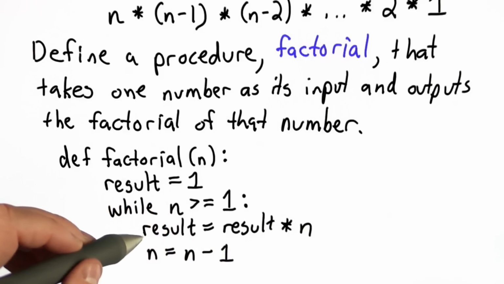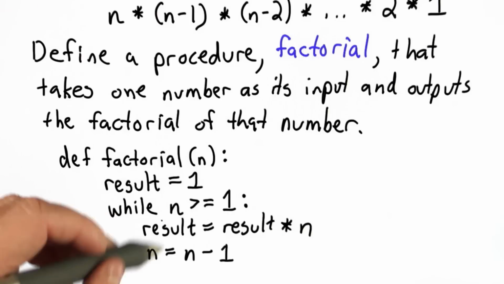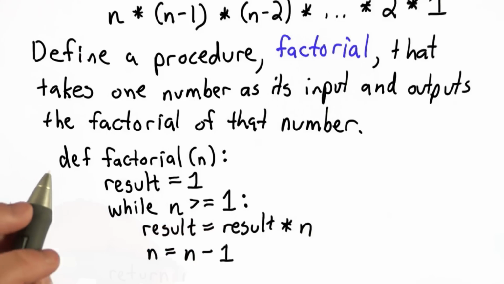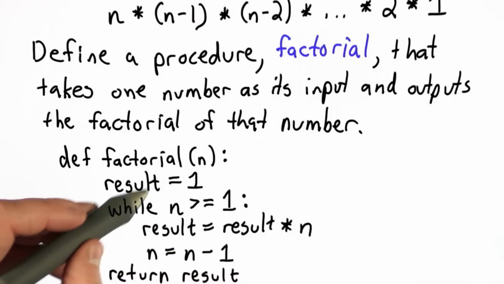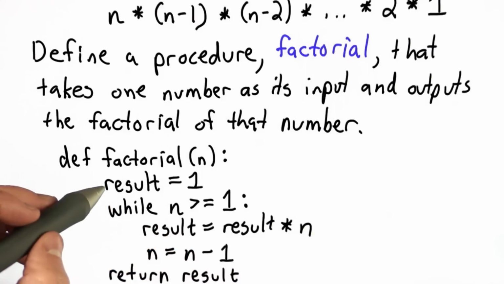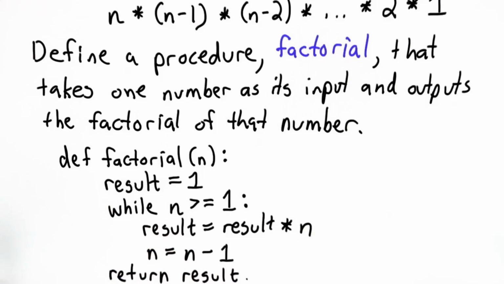Every time through the loop, the result is multiplied by the current value of n. n is decreased by 1. We keep going until we get to n is equal to 1. We're not quite done yet. We want to return a result, and the value that we want is stored in this variable result. So we return result here.